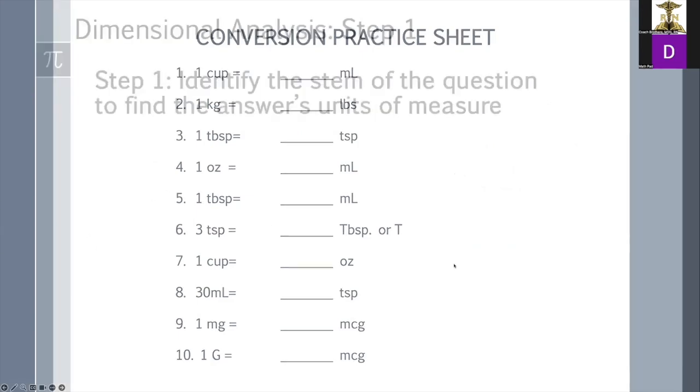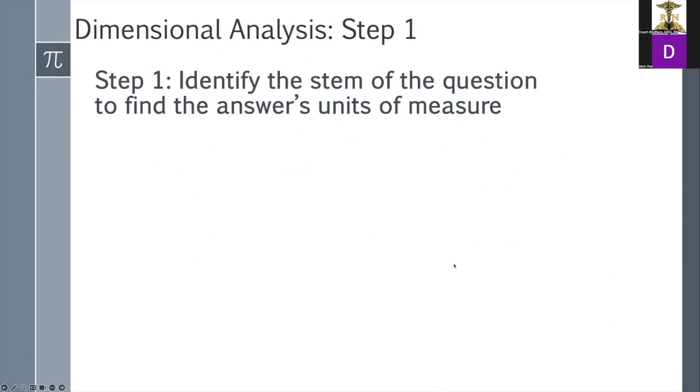I'm going to talk about how we start to solve some of these problems. Step one of any trip is you need to know where you're going. You need to have an address. You're going to hear me use this analogy a lot. Identify the stem of the question to find the answers. The unit of measure is exactly what this question is asking us to solve for. It's our destination. It's the address I put in my GPS before I back out of my driveway.